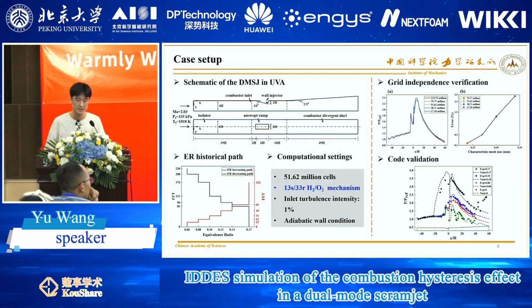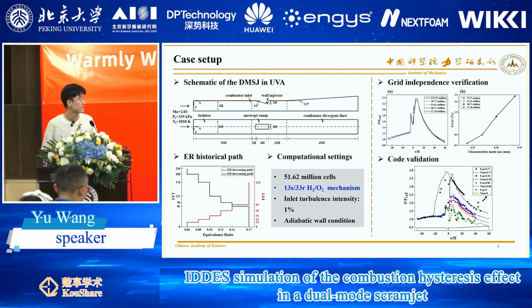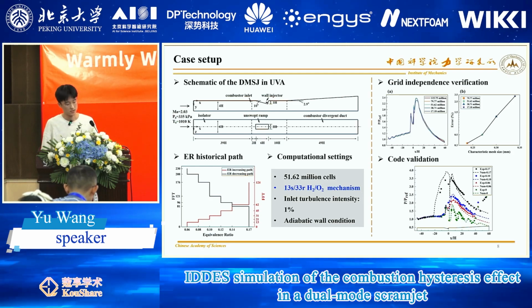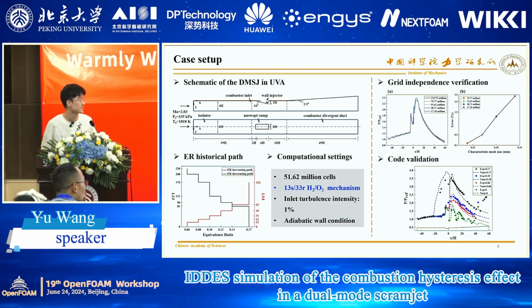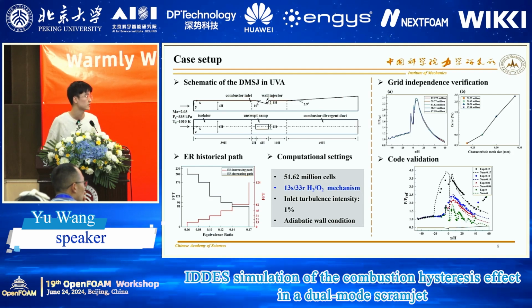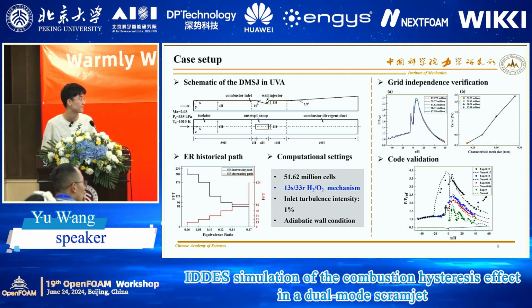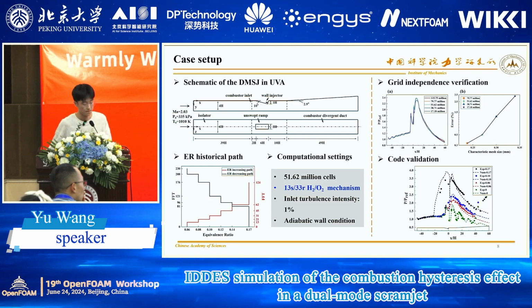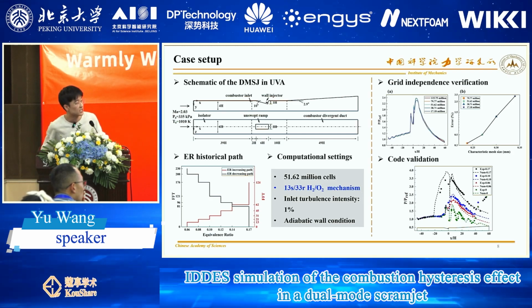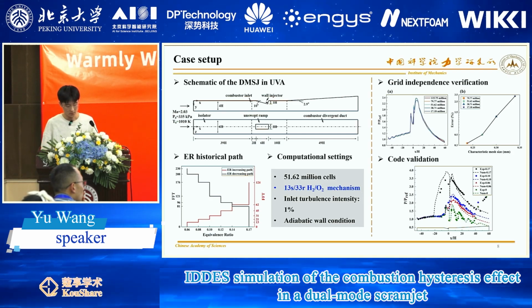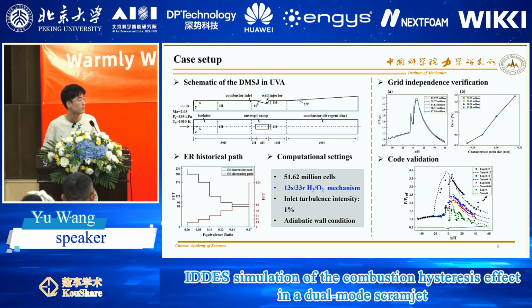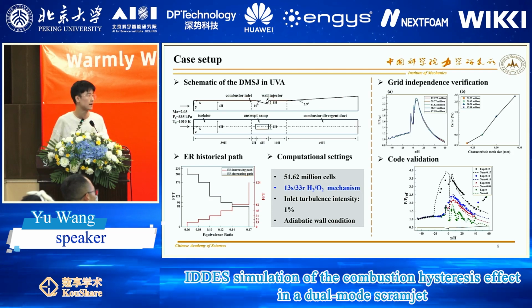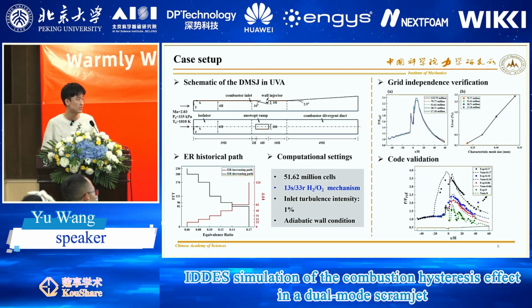According to the grid independence verification, we adopted 51 million cells in the following studies. Additionally, we adopted a detailed 13 species, 33 reactions hydrogen chemical mechanism to better capture the dynamic behavior of the flame. Then the code validation. From the injection wall pressure profile, the numerical results matched well with the experimental data in all the 4 cases, and we successfully captured the 2-peak trend of the pressure profile.